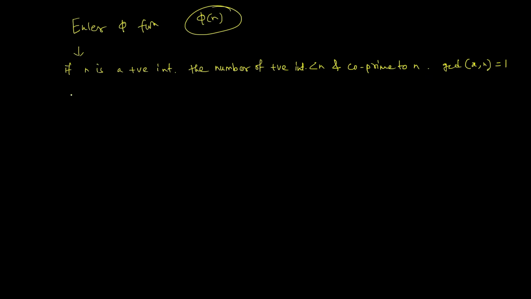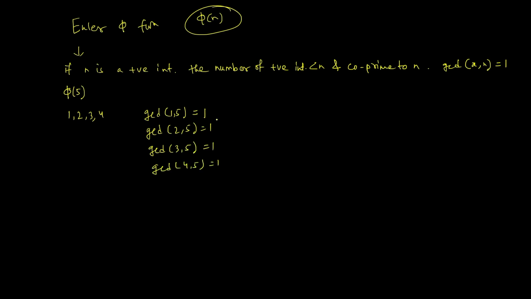For example, suppose we take phi of 5, what will be the value? Less than 5, what are the numbers you have? 1, 2, 3, 4. The GCD of 1 and 5 is 1, GCD of 2 and 5 again 1, GCD of 3 and 5 is 1, GCD of 4 and 5 is again 1. So altogether you have 4 numbers, so phi of 5 will be 4.